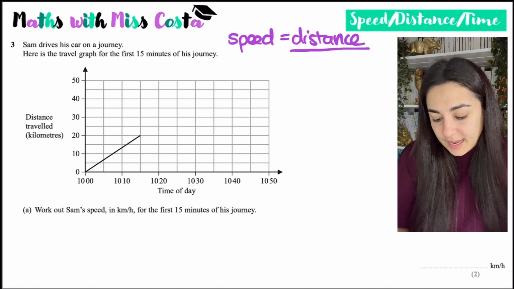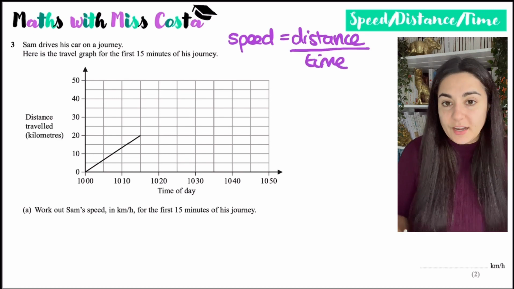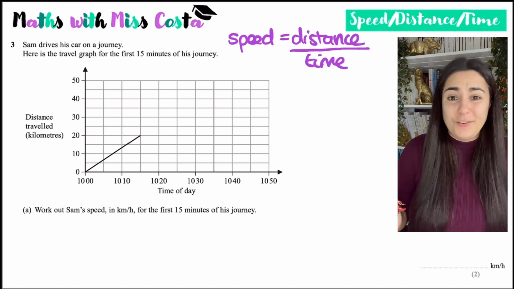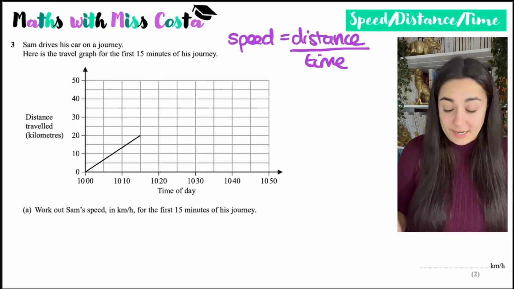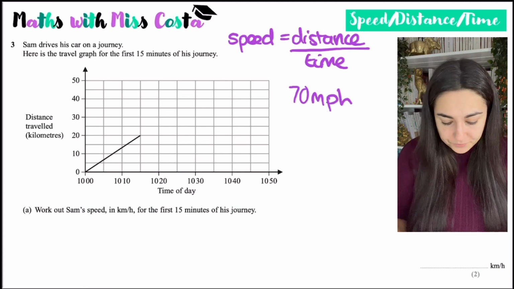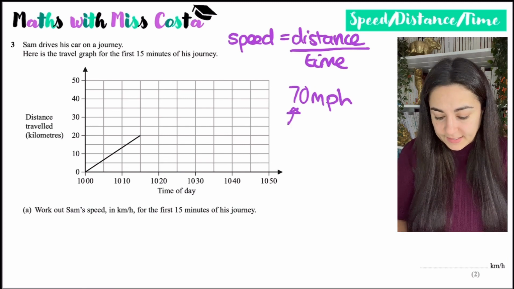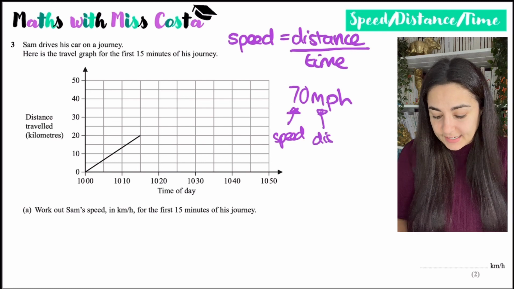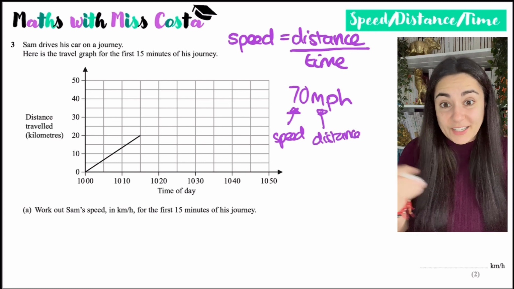So if you ever forget this, then just think to yourself, what's the national speed limit? Even if you don't know a speed limit, just think of an actual speed. Okay, so national speed limit is 70 miles per hour. Well, what's 70? That's the speed. Miles represents distance. And per hour, per means over, out of.